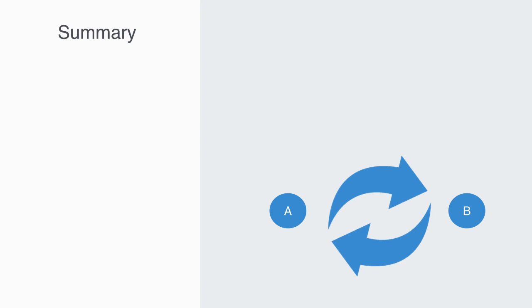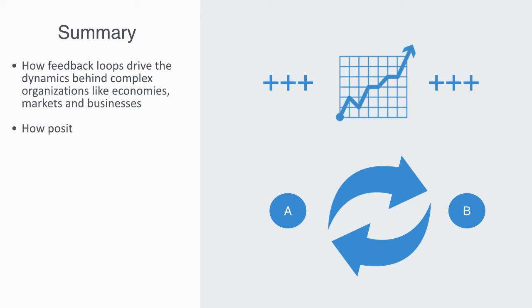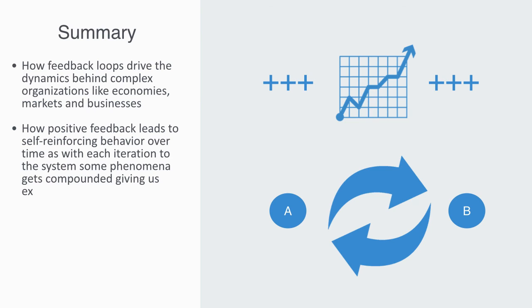In this module, we've been looking at how feedback loops drive the dynamics behind complex organizations, like economies, markets, and businesses. We talked about the two basic types of positive and negative feedback, how positive feedback leads to self-reinforcing behavior over time, as with each iteration to the system, some phenomena gets compounded, giving us exponential runaway behavior.